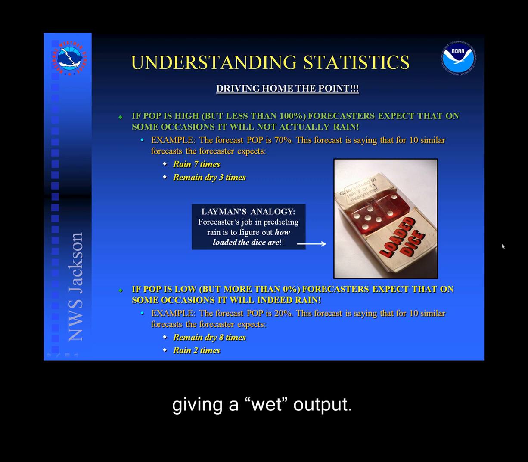The analogy of loaded dice works out well when forecasters are trying to express the probability of precipitation. So much like a 50% POP is similar to flipping a quarter where heads is dry and tails is wet, a 20% POP would be rolling a set of dice that is loaded towards giving a dry output, while a 70% POP is similar to rolling dice that are loaded towards giving a wet output.